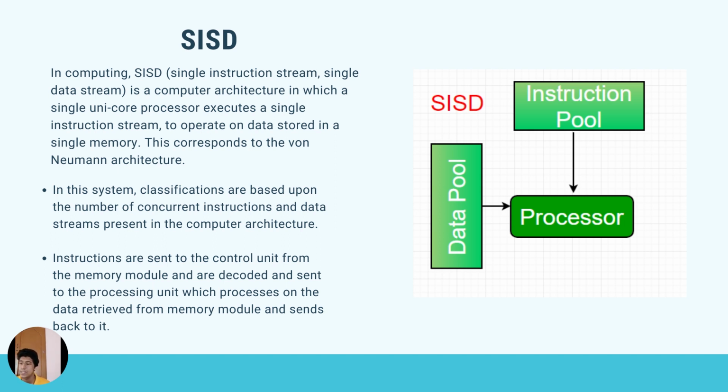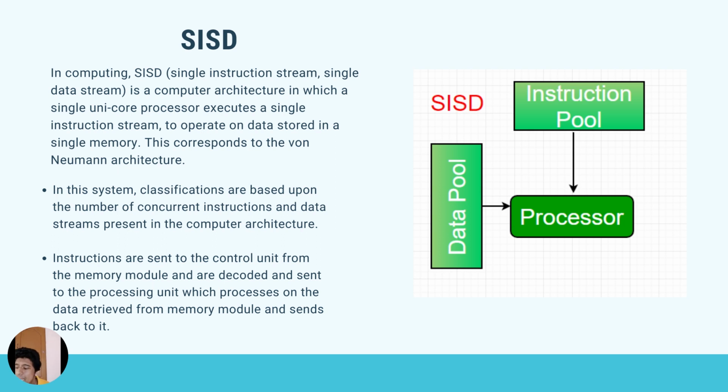We can see here that it corresponds to the von Neumann architecture, and it operates upon data stored in a single memory. So it's a one-to-one function. In the diagram, the data pool and the instruction pool are essentially just a single set of instructions and a single set of data upon which the processor is acting, and that is the normal basic von Neumann architecture.